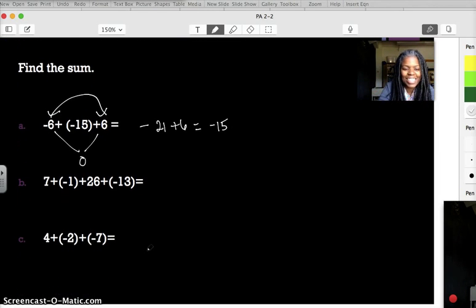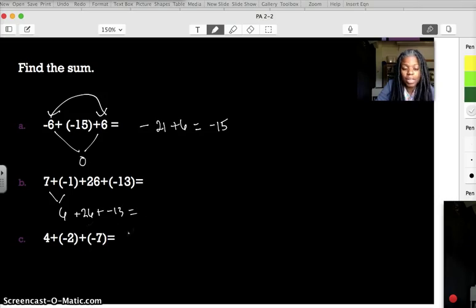All right, let's see if we can do this in a more clever way. So we have 7 plus negative 1 plus 26 plus negative 13. I don't know. I think I'm just going to go from left to right. I think that's fine for this problem. 7 plus a negative 1 is going to give me a positive 6. To that, I'm going to add 26, and then I'm going to add a negative 13.